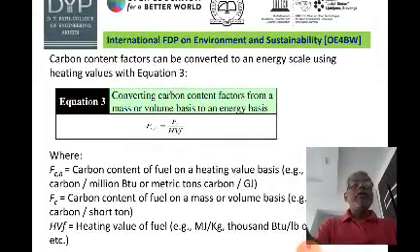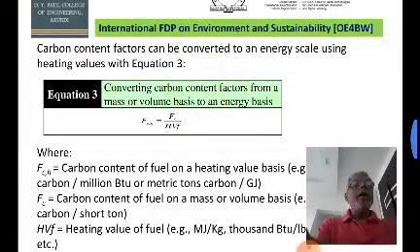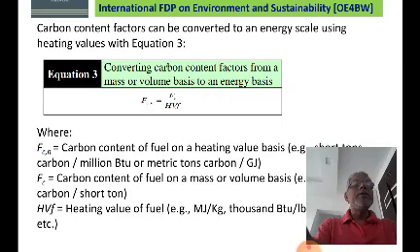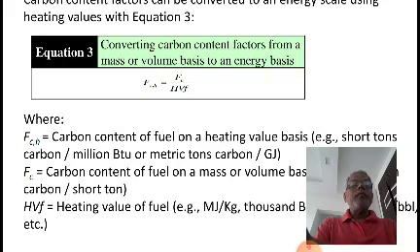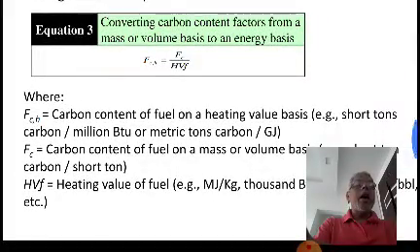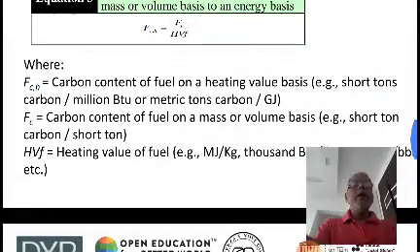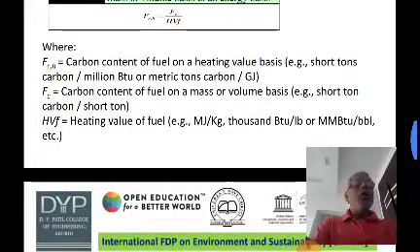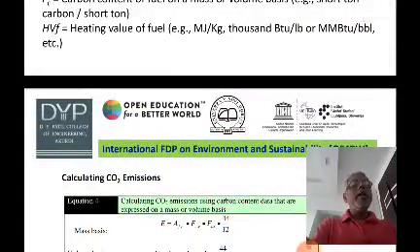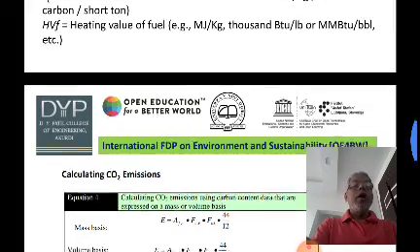Then the carbon content factors can be converted to an energy scale using the heating values with equation 3. So here we are converting the carbon content factors from a mass or volume basis to an energy basis. By this equation, FCH is equal to FC divided by HVF. So this FCH means the carbon content of the fuel on a heating value basis. FC is the carbon content of the fuel on a mass or volume basis, for example, short ton carbon divided by short ton, and HVF means heating value of the fuel, right? So all this data is available. So you have to take that data, substitute, and you can calculate.